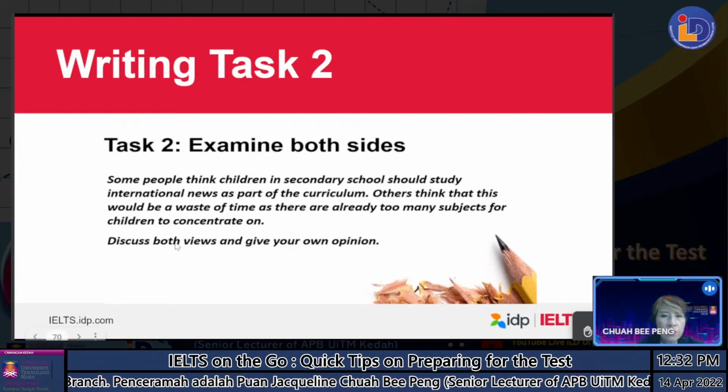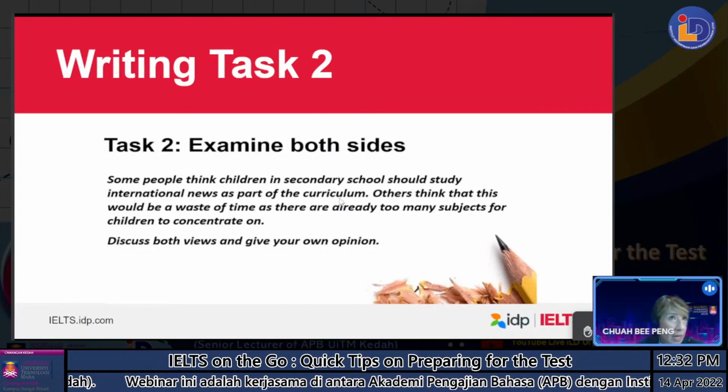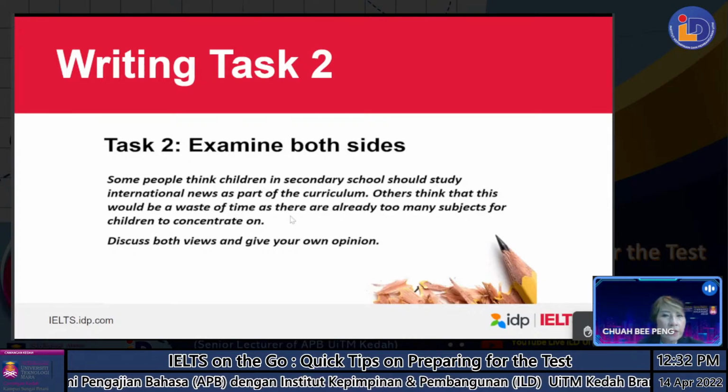So discuss both views. That means you have to talk about view number one: some people think that children in secondary school should study international news as part of the curriculum. You need to explain why people think that way. And then you have to discuss another view: others think that this would be a waste of time as there are already too many subjects for children to concentrate on. You need to discuss this as well. And only then you give your opinion. Which is better? You have to capture three things.